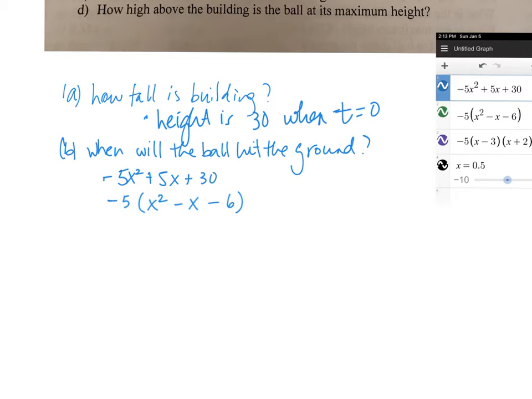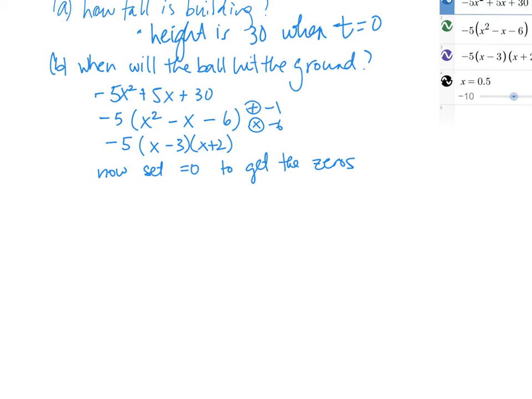I need two numbers that add to give me negative 1 and multiply to give me negative 6. The numbers are negative 3 and positive 2, and that will expand to give me x squared minus x minus 6. So now we'll set this equal to 0 to get the zeros.